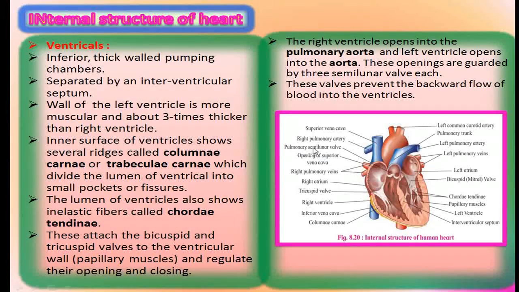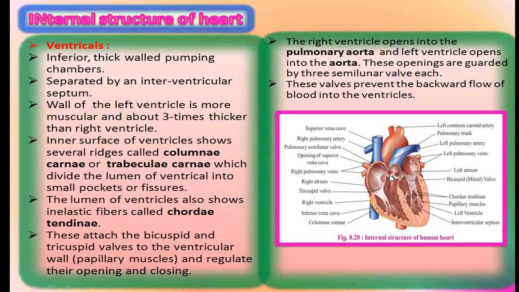This is the pulmonary semilunar valve. That means the semilunar valves are the pulmonary valve and the aortic valve. The pulmonary semilunar valve is located between the right ventricle and the pulmonary artery.